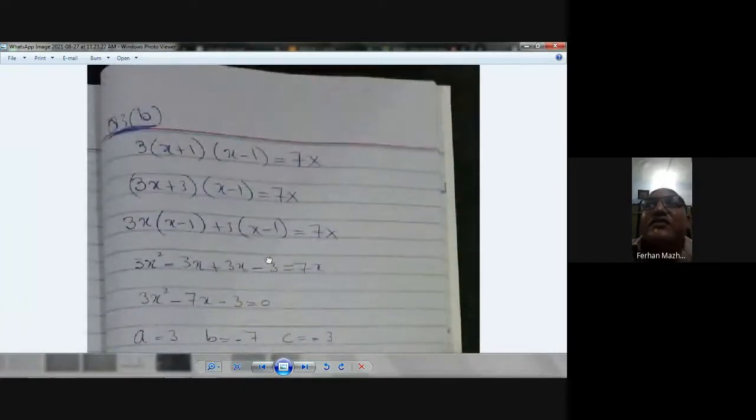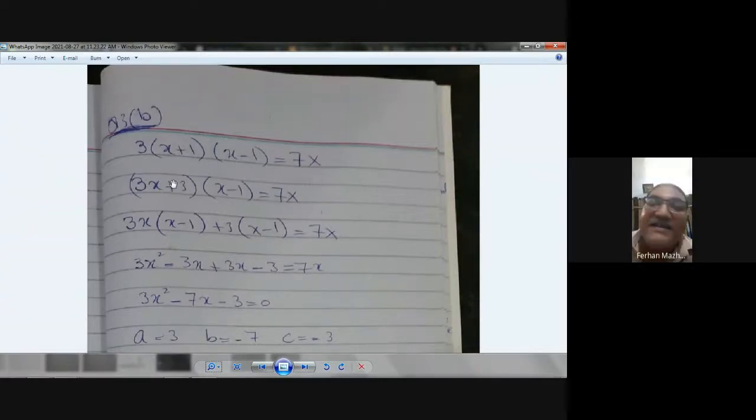Now we will work on question number 3B part. So on your screen, 3 bracket x plus 1 close bracket, start x minus 1, equals 7x. First of all, I multiplied the 3 with the first bracket. The 3 can multiply either with the first bracket or with the second bracket. So 3 will multiply with x plus 1 to give 3x plus 3. This is one bracket. And x minus 1, the second bracket, stays as it is, equals 7x.